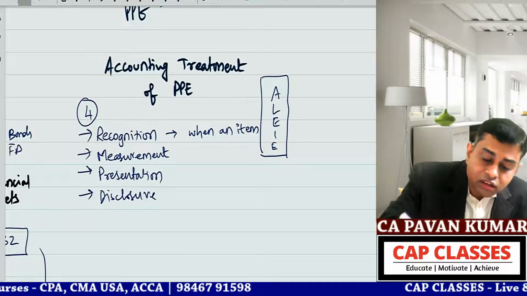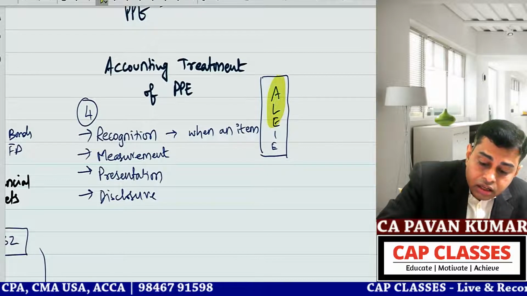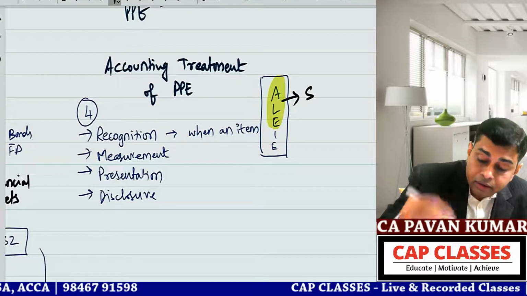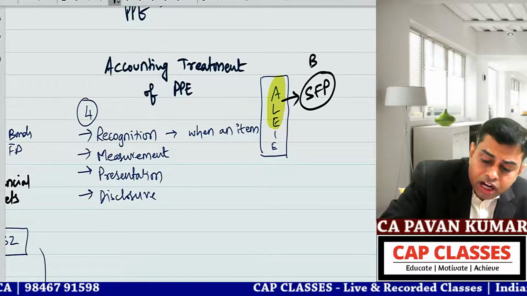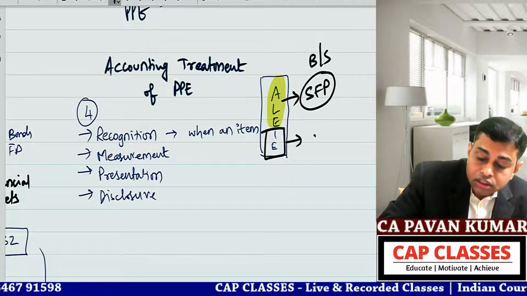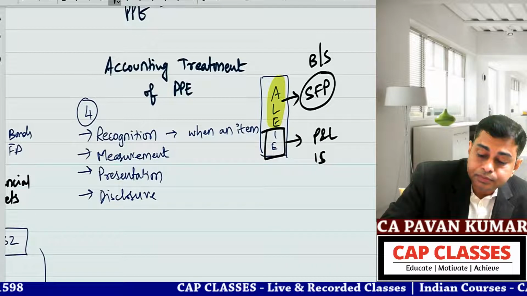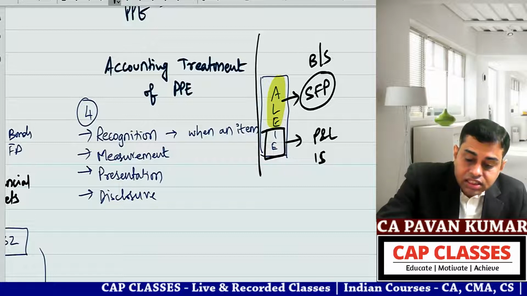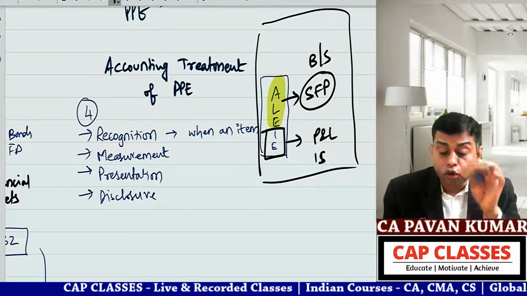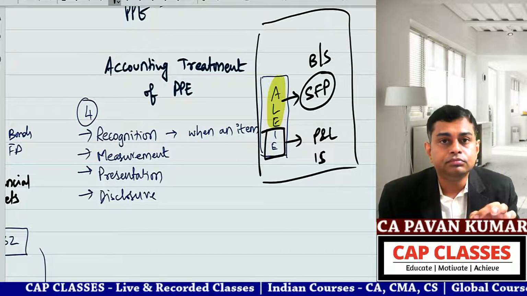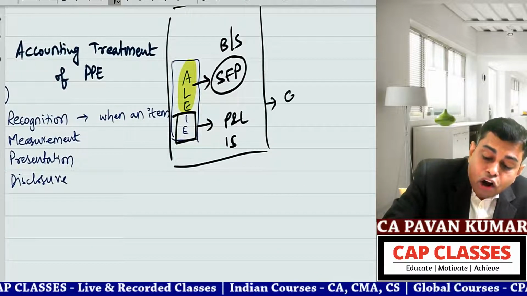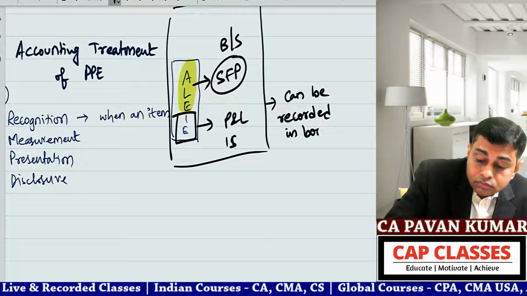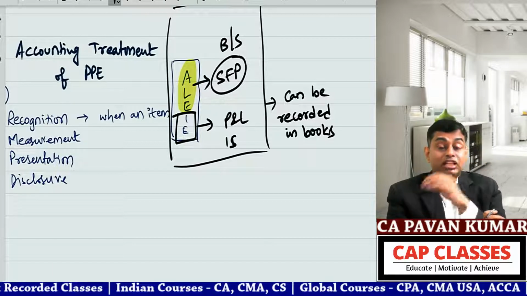So if you observe, these three are there, no? These three, what are these three? Tell me. Statement of financial position, SFP, or you call it balance sheet. These two items are there, no? This is your P&L part, or you call it income statement. So basically, these items put together are called financial statement items. So when an item can be recorded in books, so what is the meaning of recognition?